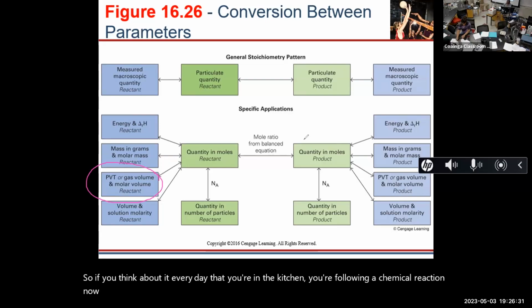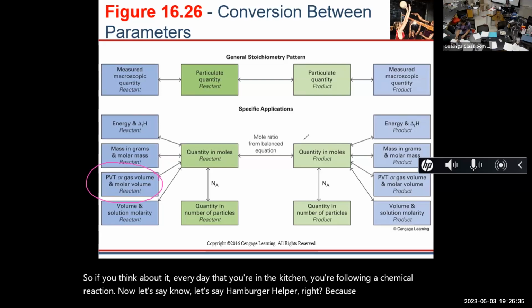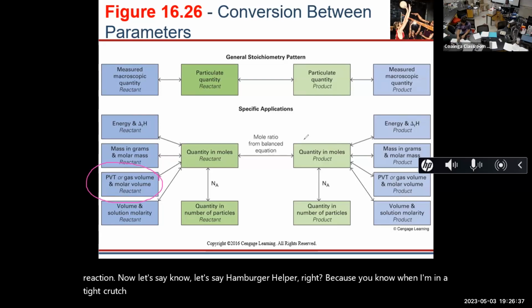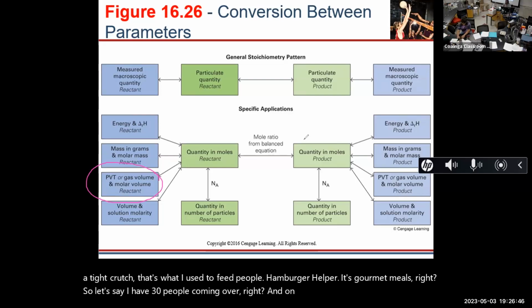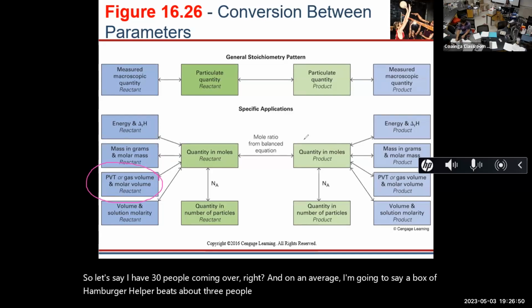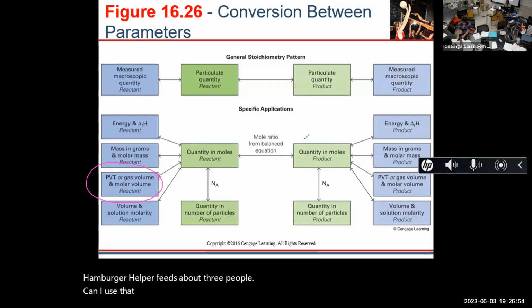Now let's say Hamburger Helper, because when I'm in a tight crunch, that's what I use to feed people. It's gourmet meals, right? So let's say I have 30 people coming over, and on average, a box of Hamburger Helper feeds about 3 people. Can I use that equation to calculate how much I'm going to need to feed 30 people?